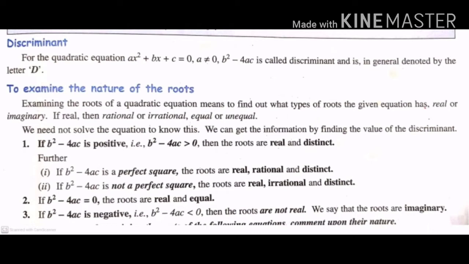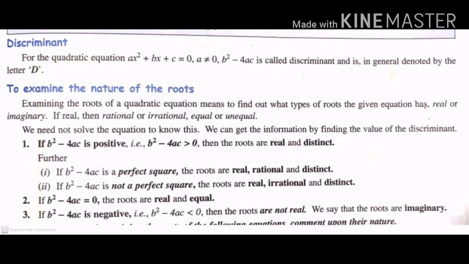Second, if b² − 4ac is equal to 0, the value we get is 0, then the roots are real and equal. Always the roots you will get equal. That means if one root is 4, the other also should be 4.